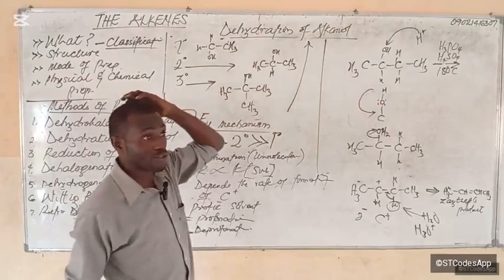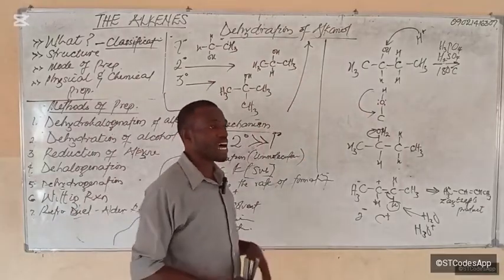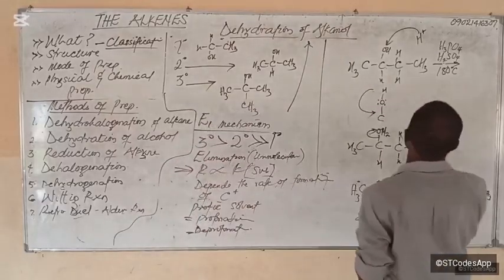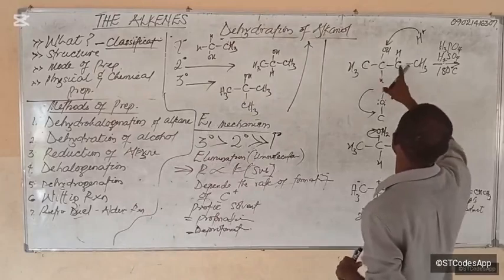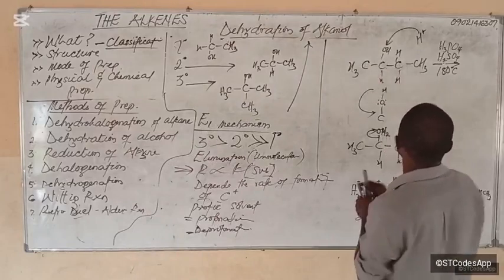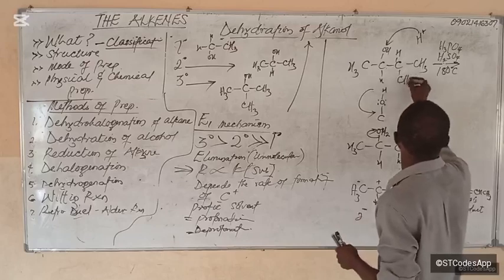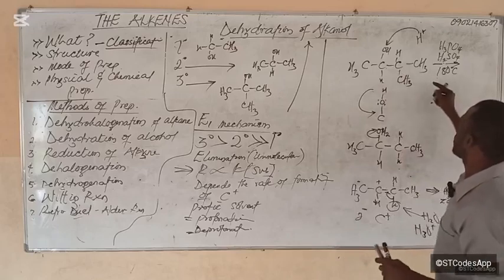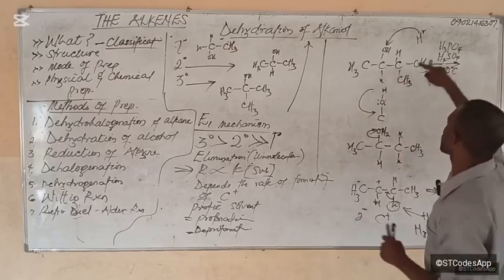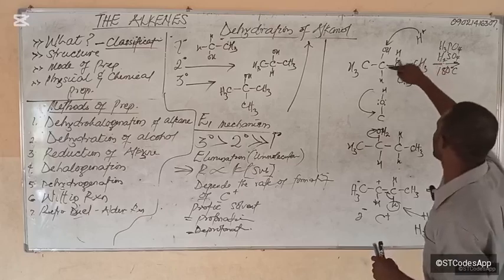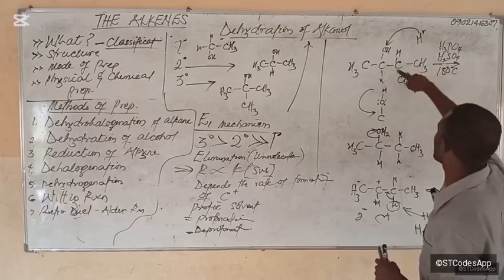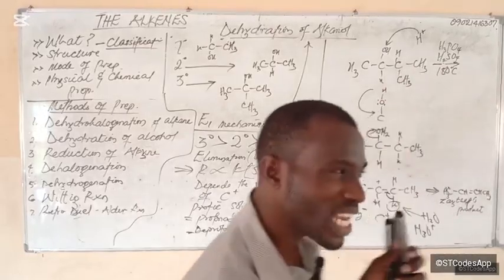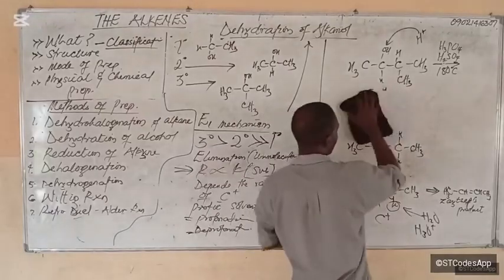Alright, now something else sometimes occurs. We could have a hydride shift. For example, let me change this and add a methyl group here. So this becomes, from butanol, 2-methyl butanol. Okay? So the mechanism is a little bit different, just a little bit different.